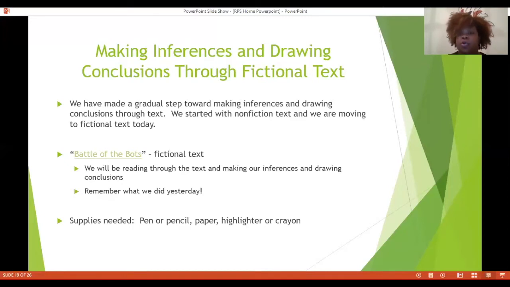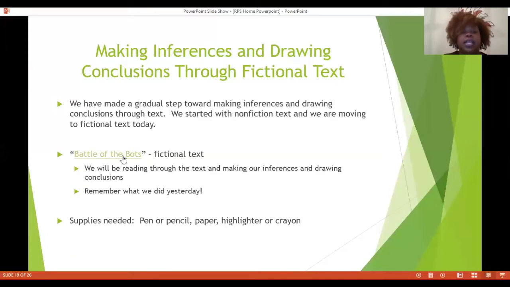As I told you yesterday, make sure you have your pen or pencil, your paper, highlighter, or crayon. If you can print the text out, do that, and you can highlight it as I've been doing. If you don't, you can just take a sheet of paper and make notes as we read, because that will help you go back to the text. As you've seen, I continue to go back to the text or the graphic to pull that evidence out and then think about how this relates to my experiences.